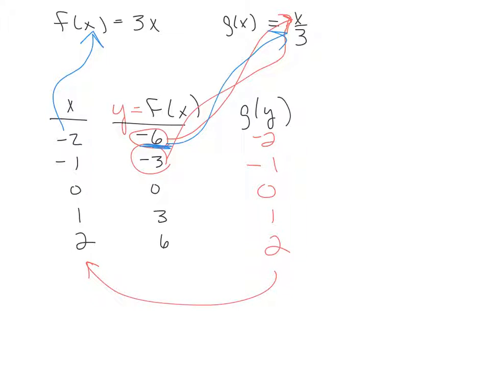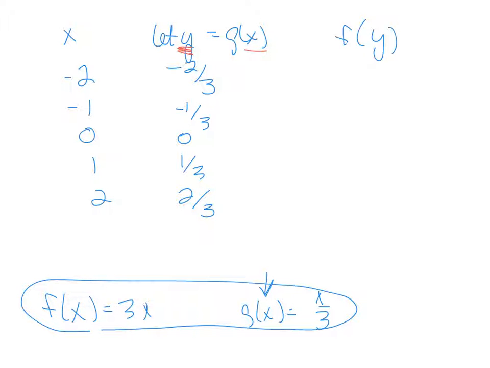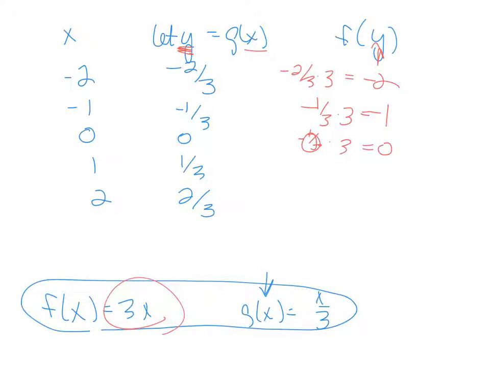Let's do it one more time, in the opposite way. I've got the same functions as the previous slide. I'm going to put in the same numbers, but I'm working in the different direction. So if I have x equals negative 2, I plug that in for g of x, and I get negative 2/3, negative 1/3, 0, 1/3, and 2/3. Now let y equals g of x. Now we need to find f of y. There's our function, so we're just reversing it. Negative 2/3 times 3 is negative 2. Negative 1/3 times 3 is negative 1. 0 times 3 is still 0. 1/3 times 3, 2/3 times 3. Cool, so I can go back and forth no matter what.